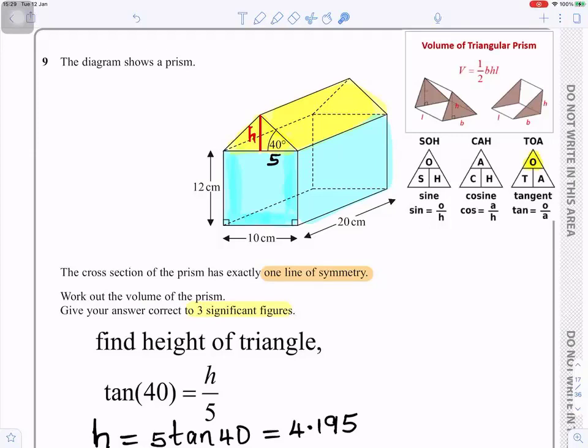So there are some formulas which I'm going to use. If you look on the top right-hand side, you will see I've got the volume of a triangular prism is half base times height times the length. So the area of the cross section, a triangle, times the length. And I'm going to use SOHCAHTOA as well. I've put those formulas there because we're going to use them to do this question.